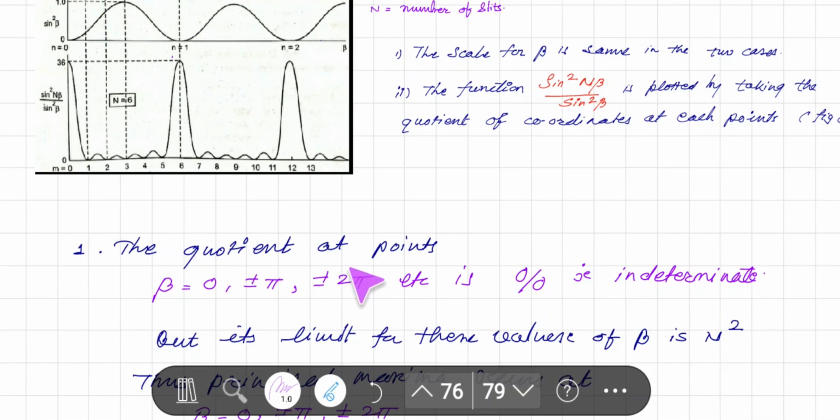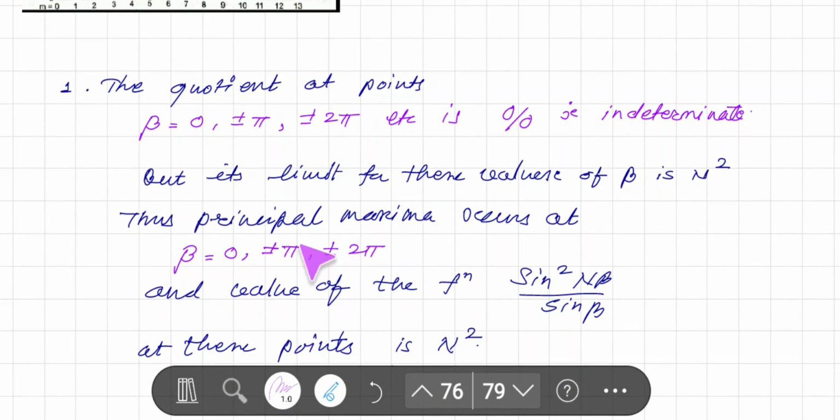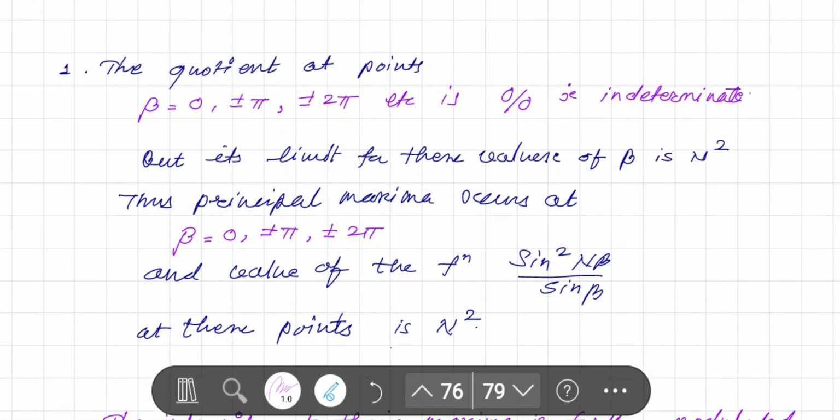now the quotient at points where beta is equal to 0, plus or minus pi, plus or minus 2 pi, etc. is 0 upon 0 and is indeterminate, but its limit for these values of beta is N square. Thus principal maxima occur at beta equal to 0, plus or minus pi, plus or minus 2 pi, as shown in the graph, and the value of the function sine square N beta upon sine square beta at these points is N square. So at these points we get the value N square.